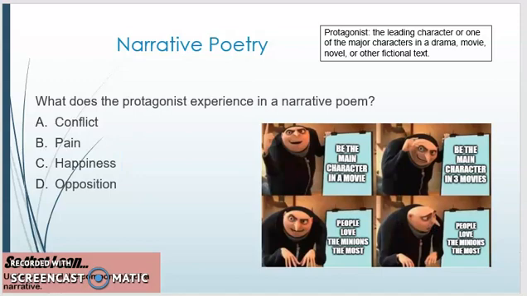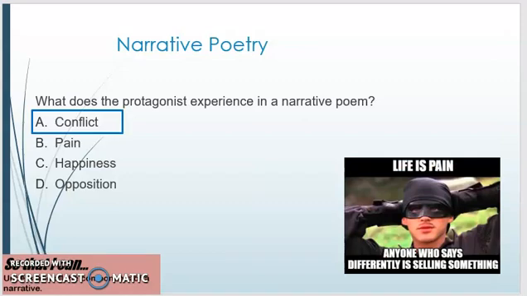All right, how about this one? What does the protagonist experience in a narrative poem? We know a protagonist is that leading character that we tend to root for, that we're watching throughout their story, and they're the ones that we tend to be following a lot. So, is it conflict, pain, happiness, or opposition? Once you make your selection, hit play. It is conflict. So, all our stories have a conflict, something that our characters are dealing with. It could be some type of problem, it can be minimal, it could be a major problem, but there's something that they're working out, something they're trying to solve. There's some type of issue that becomes our conflict.